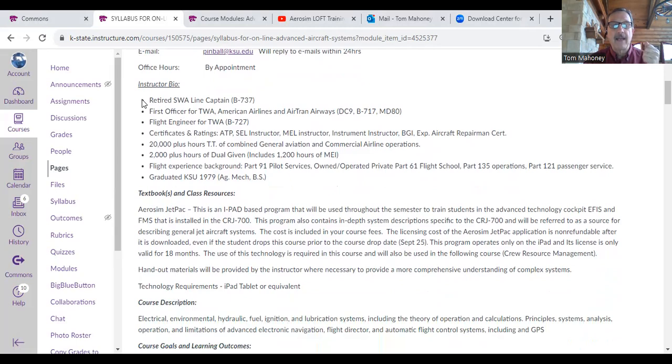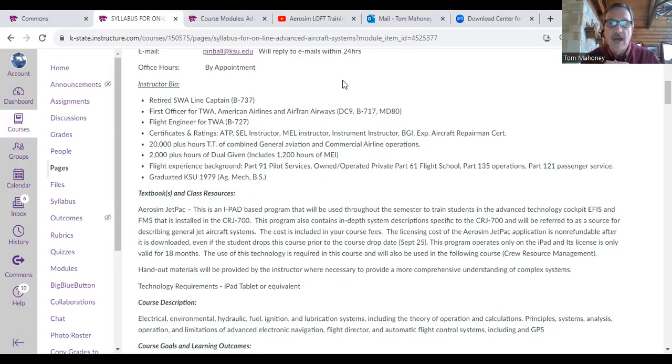All right, a little background about myself. Of course, I'm an old farm boy from Kansas. I just grew up out here in the middle of Kansas. Happened to make my way to the airlines after a few years doing general aviation. I'm now a retired Southwest airline captain, retired off of the Boeing 737.